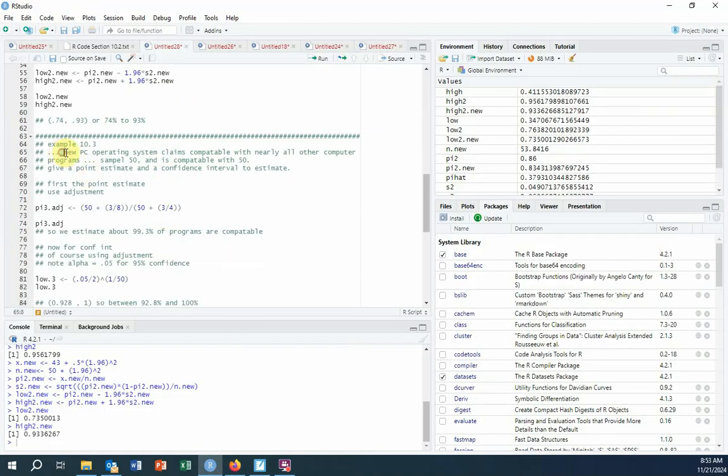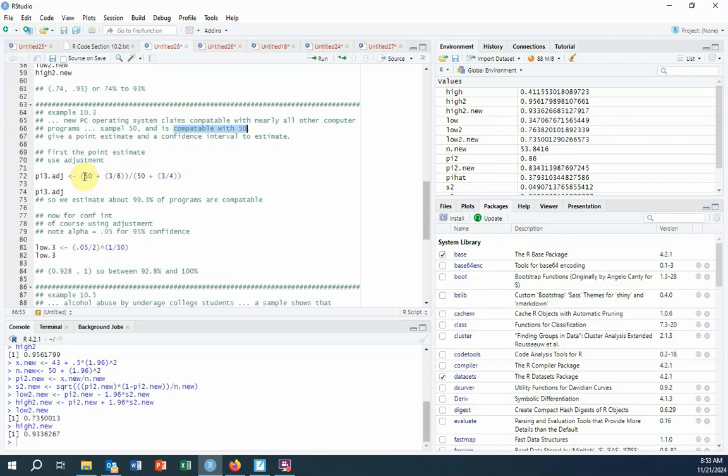Let's say we got a new PC operating system and we claim it is compatible with all other computer programs. So we made something other than Windows or the Apple stuff. We sample 50 programs and we're compatible with all 50. Great, that's pretty awesome. So let's give a point estimate.